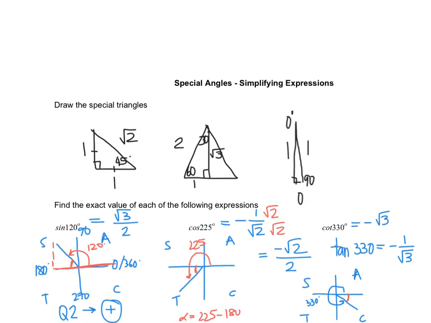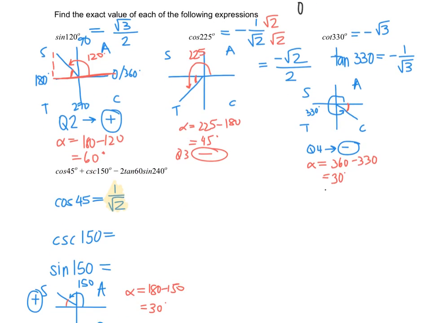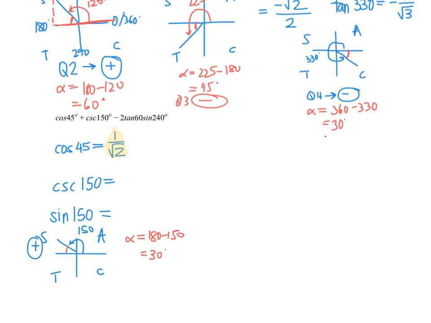So I'm going to go up to my 30 triangle. Here we are. Opposite is 1, hypotenuse is 2. So sine 150 is positive 1/2. And our reciprocal, so the cosecant of 150, is just going to be positive 2. And I'm going to highlight that ratio because I will use it later on.